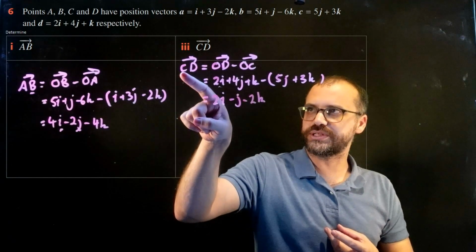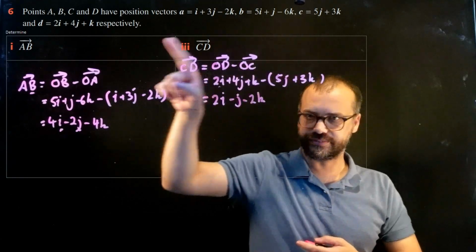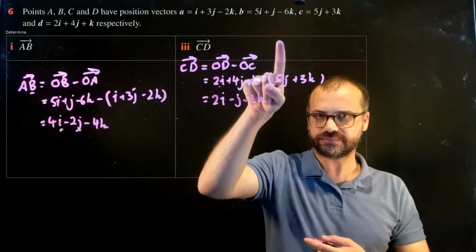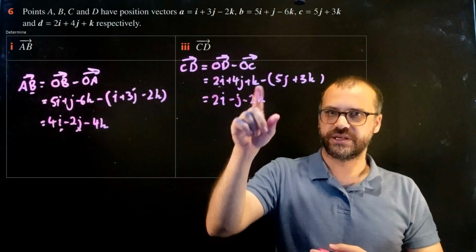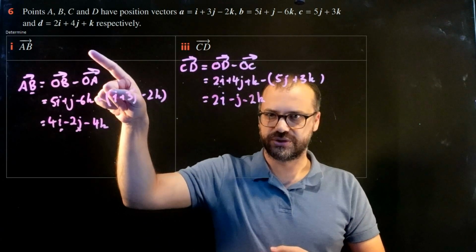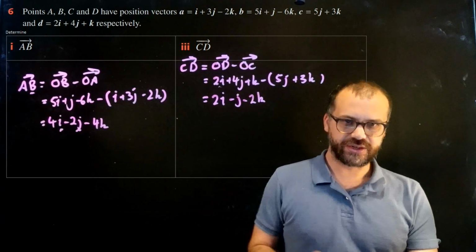If I want to get from point C to point D, so no i, so 0i, 2i, I'd need to add 2i. If I want to get from 5j to 4j, I'd need to subtract j, yes. And if I want to get from 3k to k, I would subtract 2k. Okay, done. I know I'm correct.